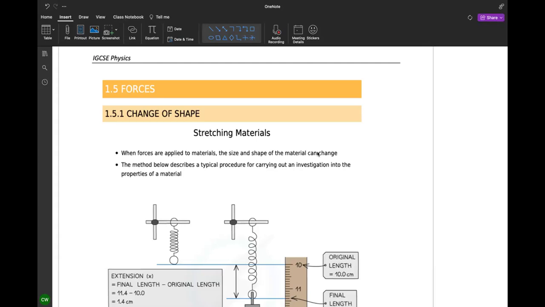Okay. Actually today we'll enter something new about elasticity. It means something changes shape and then the energy will be stored. The energy will be stored in the thing.